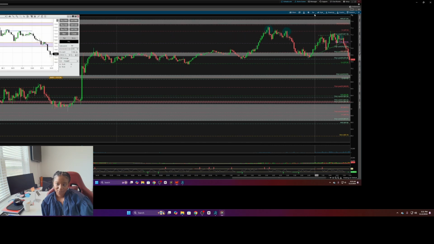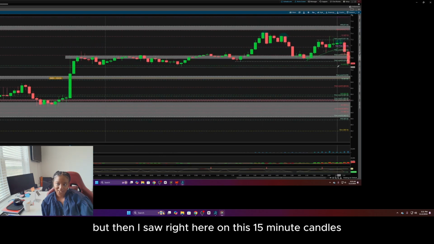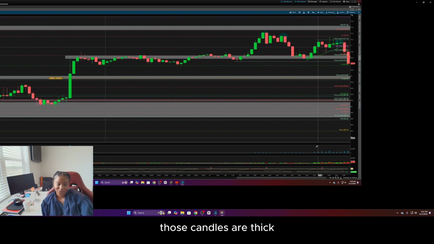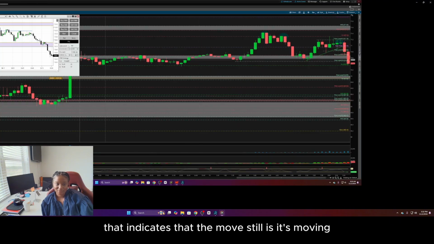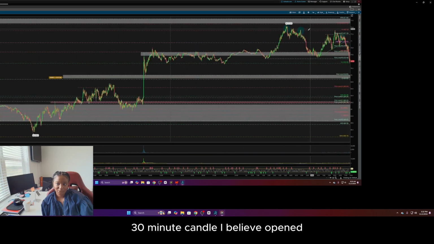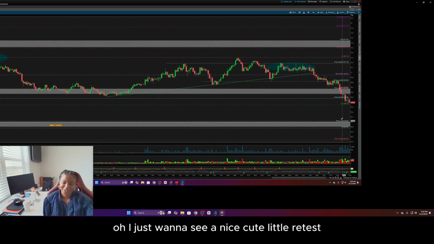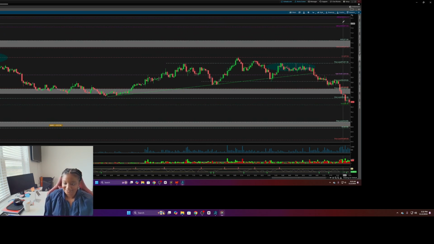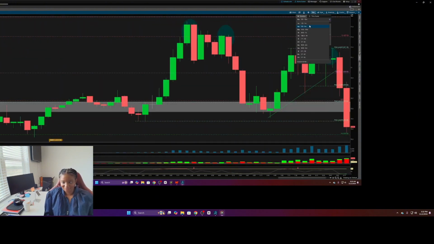All right, so it was holding that level of support, so I was chilling. But then I saw right here on this 15-minute candle, I was like, ooh, those candles are thick. The volume was looking good. That indicates that the move is still moving. The 30-minute candle, I believe, opened. I was going down to the 1-minute because I just wanted to see a nice, cute little retest where I can have a nice risk to reward situation going on.